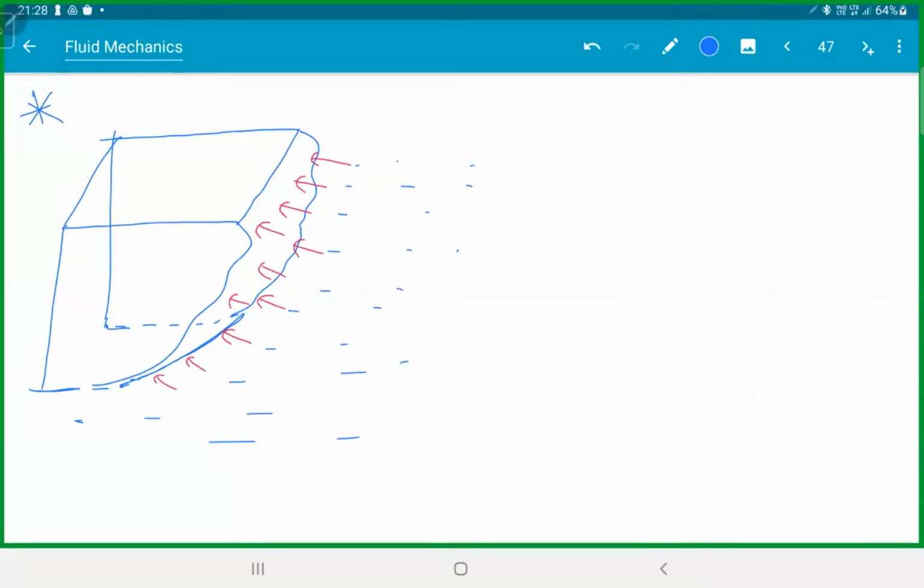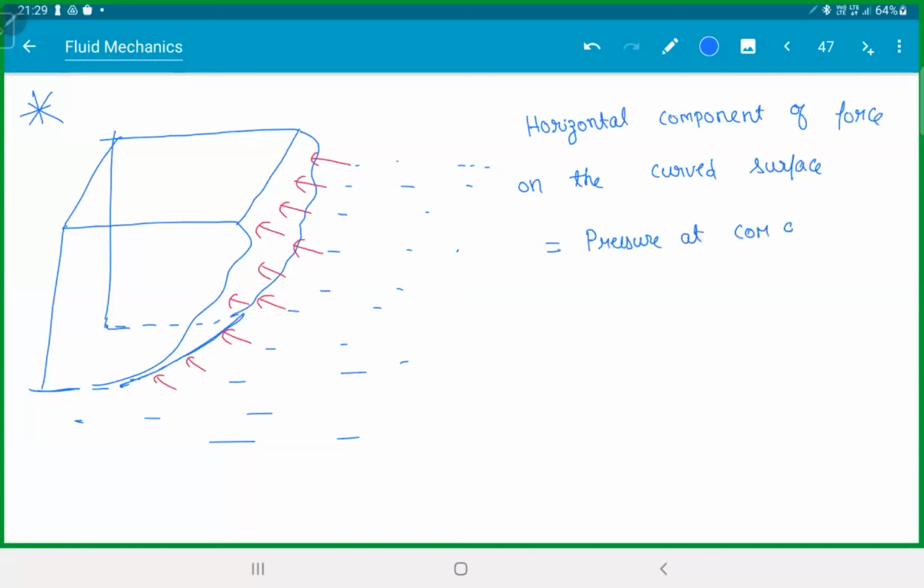Okay, so I want to find the force on the curved surface. The horizontal force, okay? We can find only the horizontal component here. The horizontal component of force on the curved surface, and I'll show you how they'll frame a question on this, is given by the pressure at the center of mass of the projected area. So first take a projection of the area, find its center of mass, times the projected area.